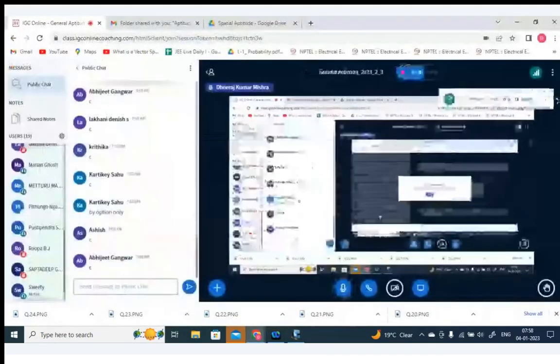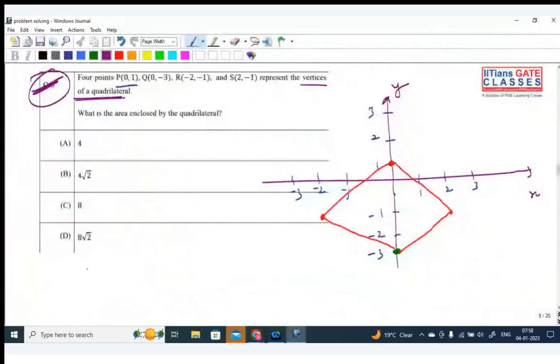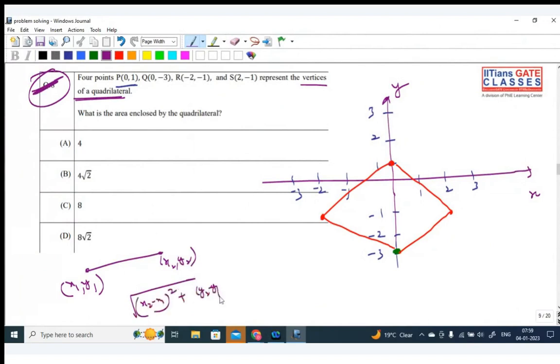So what is the distance formula? Suppose you have 2 points, (x1, y1) and (x2, y2). You have to find the distance, so this is the square root of (x2 minus x1) whole square plus (y2 minus y1) whole square, right? So you can find it. So this is root 8. Everything is going to be root 8, right? So these are the sides.